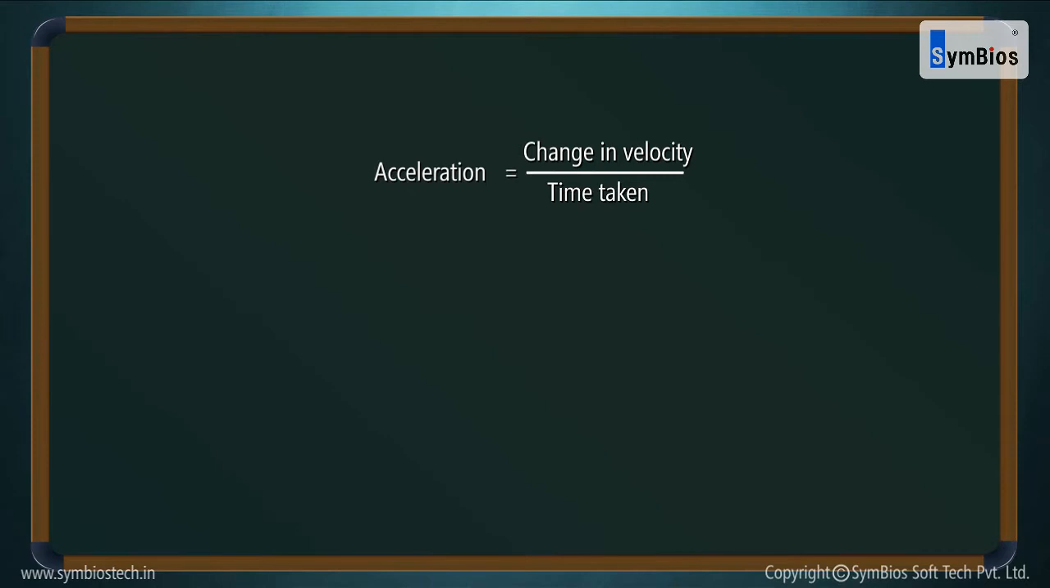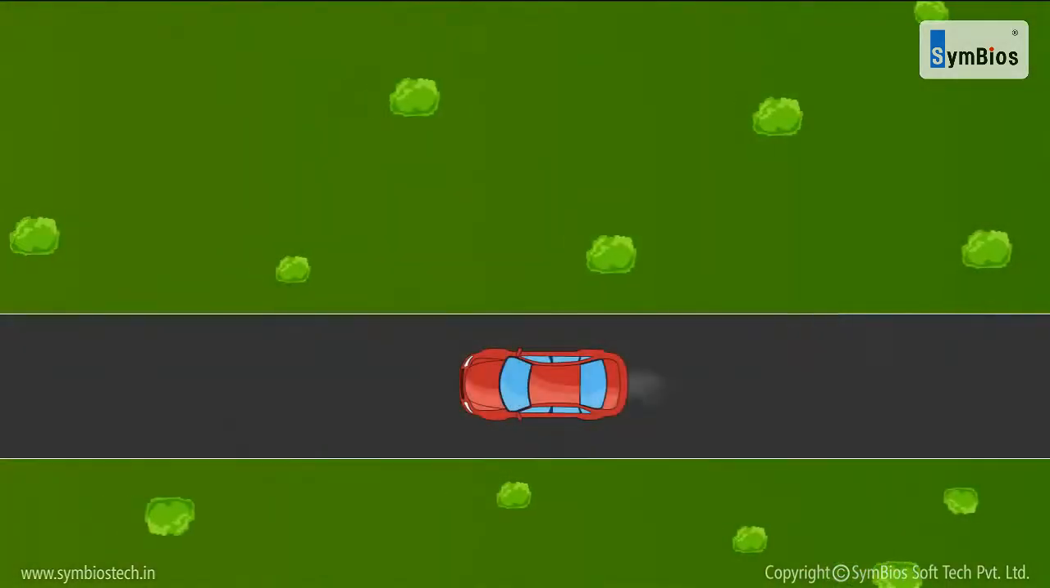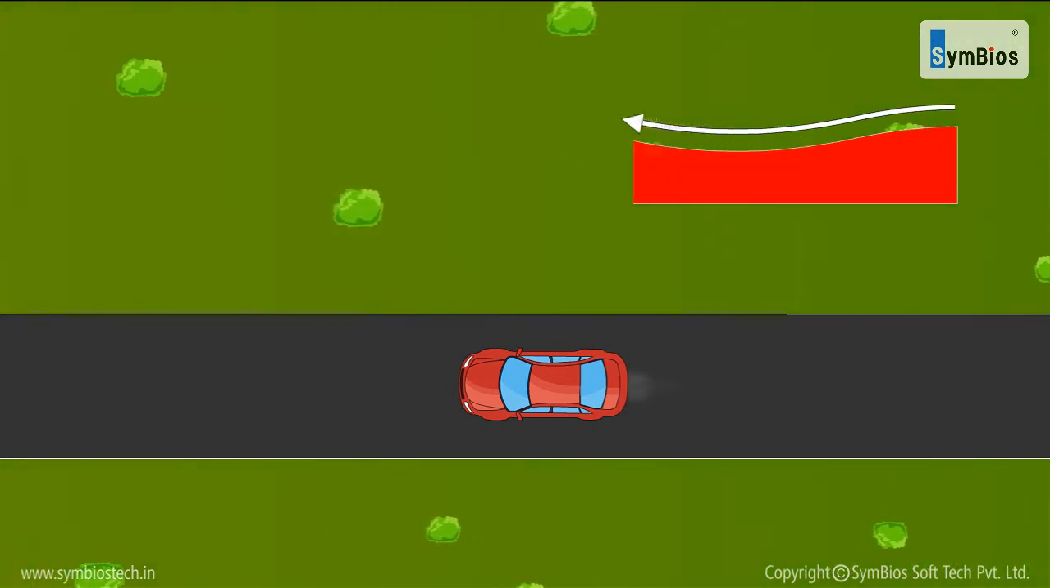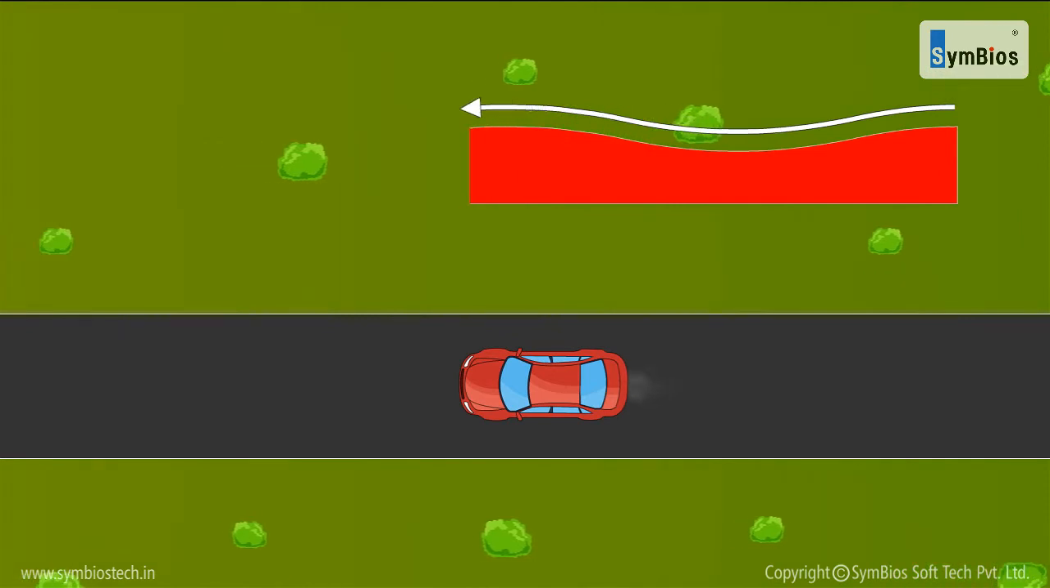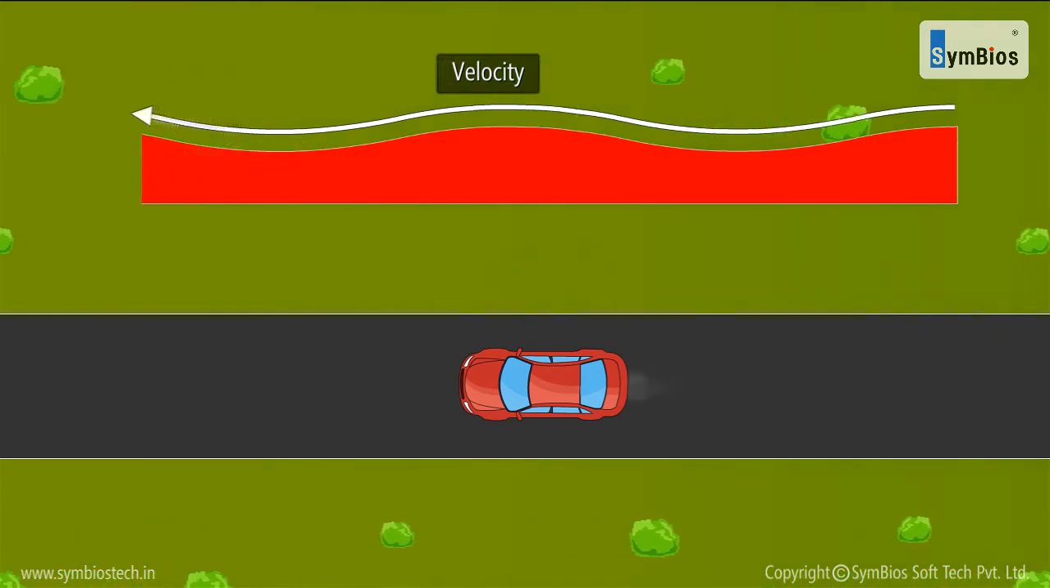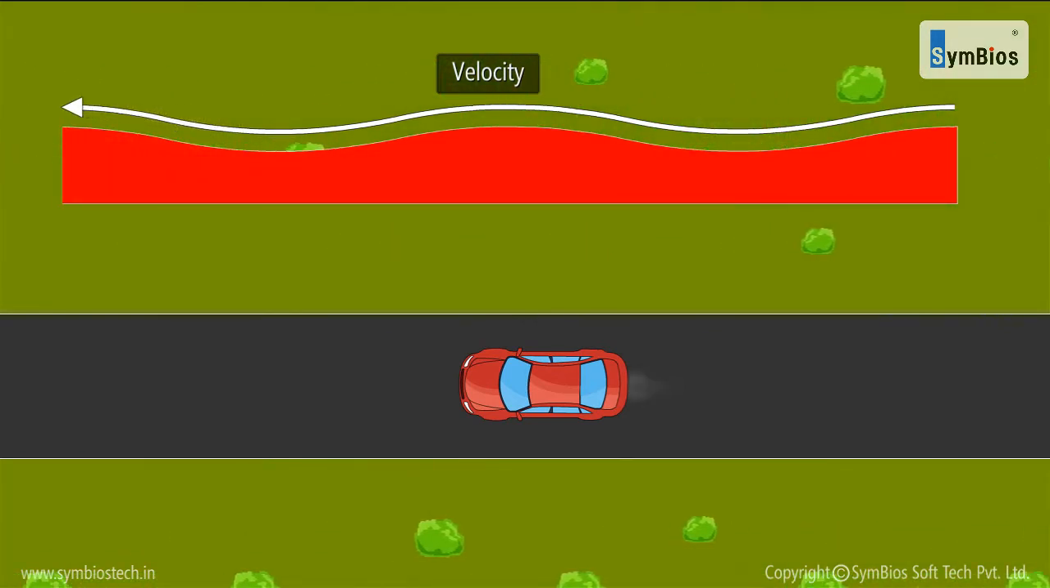Let the velocity of a moving object change from an initial velocity u to the final velocity v in time t. The acceleration a of a moving object is a is equal to v minus u by t. The acceleration of an object is said to be uniform when it travels in a straight line and its velocity increases or decreases by equal amounts in equal intervals.